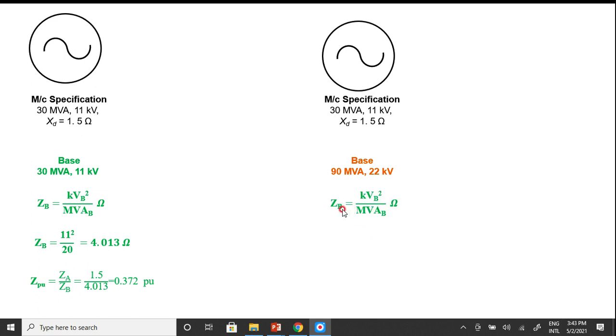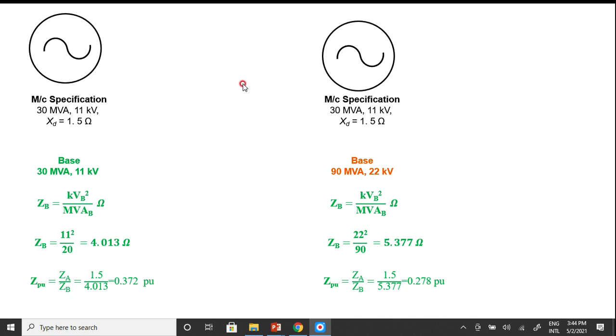Therefore, once again calculating the ZB using the same formula, I get 5.377 ohm as the base impedance. Therefore, the per unit value now is 0.278 per unit. For the same machine, same specification, if you take the base values 30 MVA and 11 kV, the per unit value of the reactance is 0.372. And if I take 90 MVA, 22 kV, then my per unit value is 0.278 per unit.